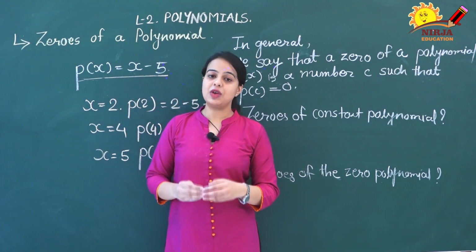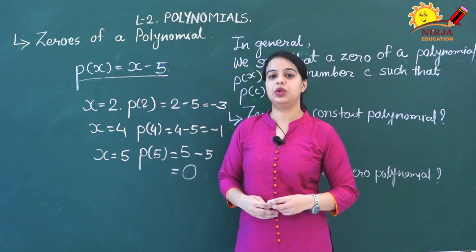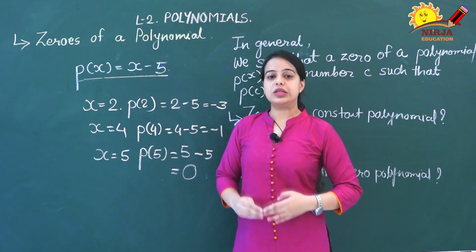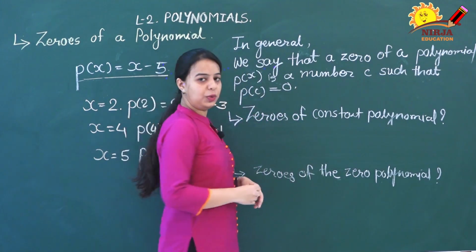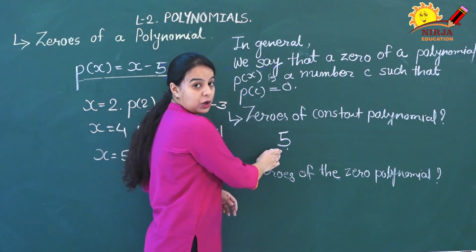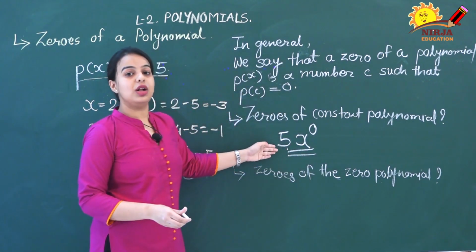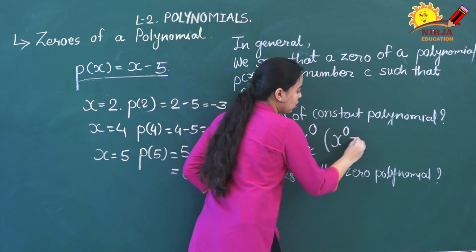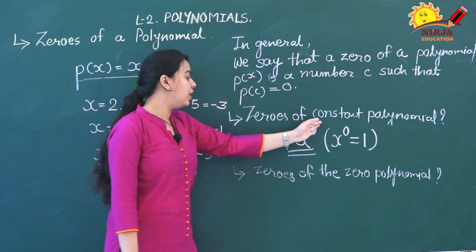My dear students, if you have seen previous parts of this chapter, in that we had discussion about constant polynomial, right? -2, 5, -7, like this constant term, we can consider this as constant polynomial. Now let's take one constant polynomial over here. I am taking 5. In this constant polynomial 5 is the coefficient of x raised to 0, and this also we had discussed in previous part. Why? Because x raised to 0 is always 1.